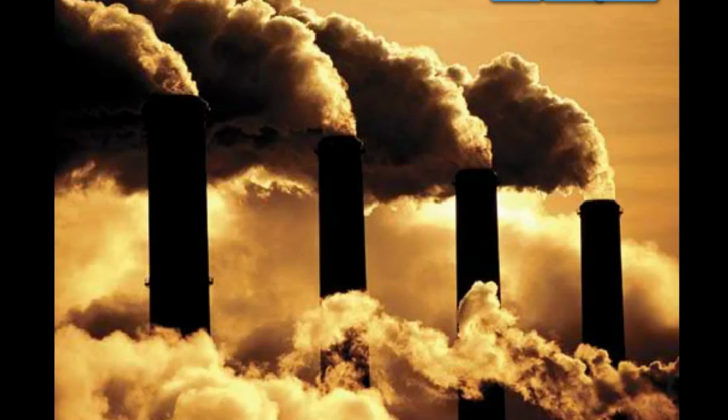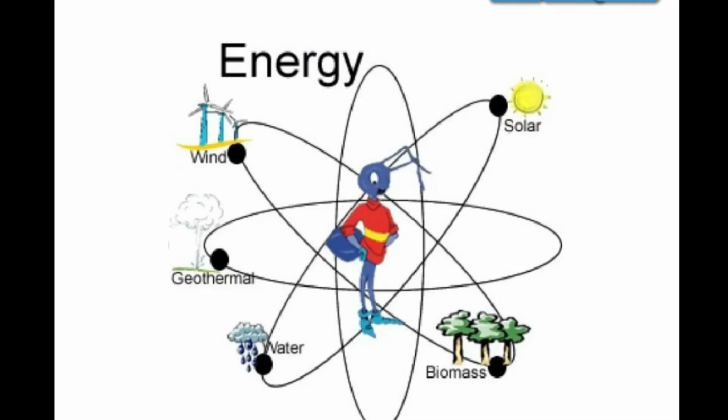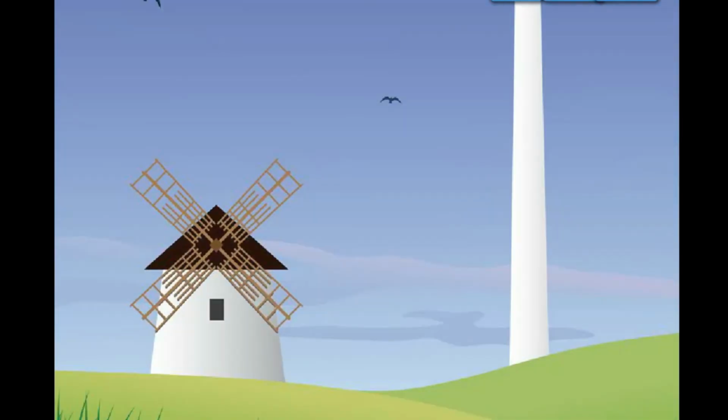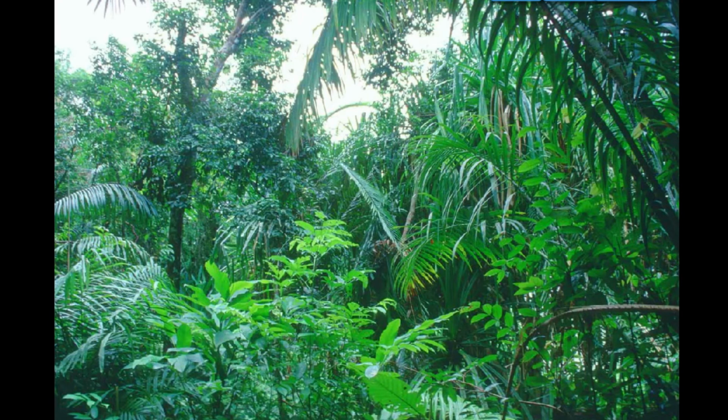Measures to check global warming. Reduction in the use of fossil fuels. Developing renewable sources of energy like solar energy and wind energy. Increase in forest areas to utilize carbon dioxide by plants during photosynthesis. Using energy-efficient devices.